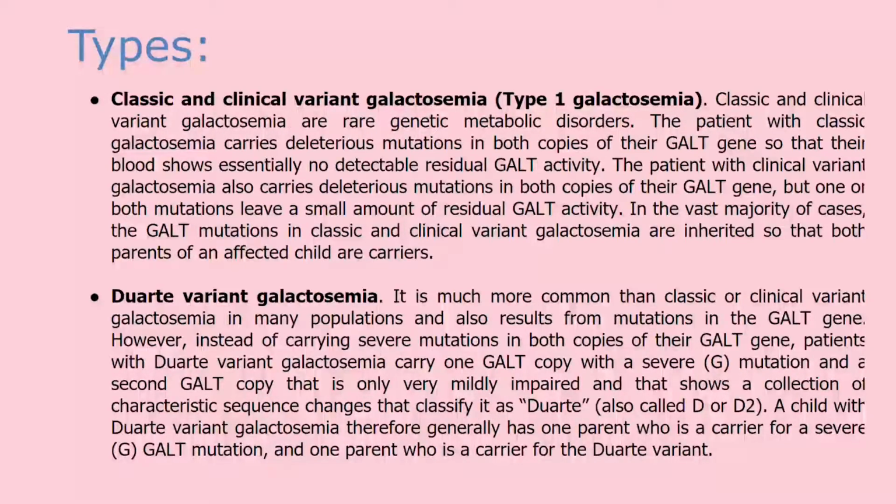And Duarte variant galactosemia is much more common than classic or clinical variant galactosemia in many populations and also results from mutations in the GALT gene. However, instead of carrying severe mutations in both copies of their GALT gene, patients with Duarte variant galactosemia carry one GALT copy with a severe mutation and a second GALT copy that is only very mildly impaired and that shows a collection of characteristic sequence changes that classify it as Duarte, also called D or D2.